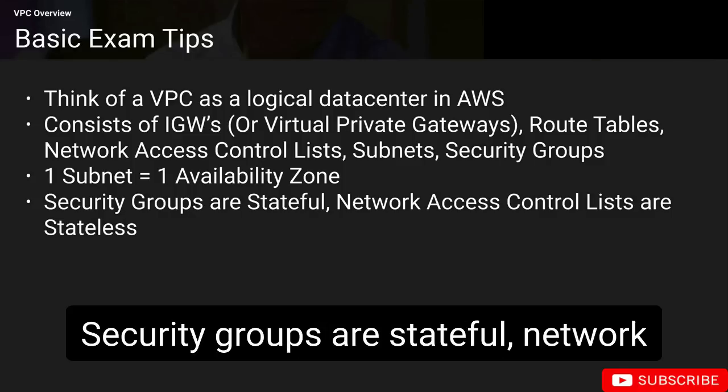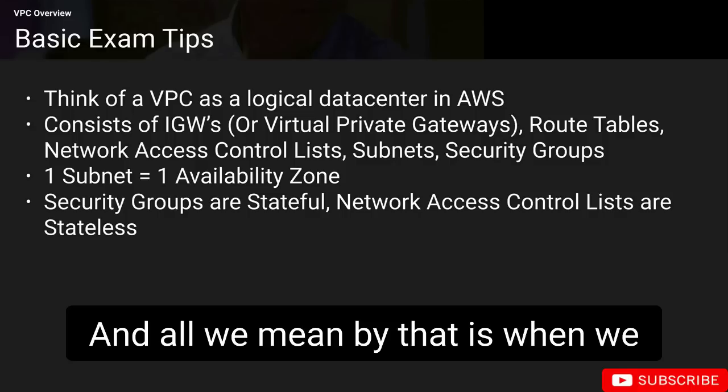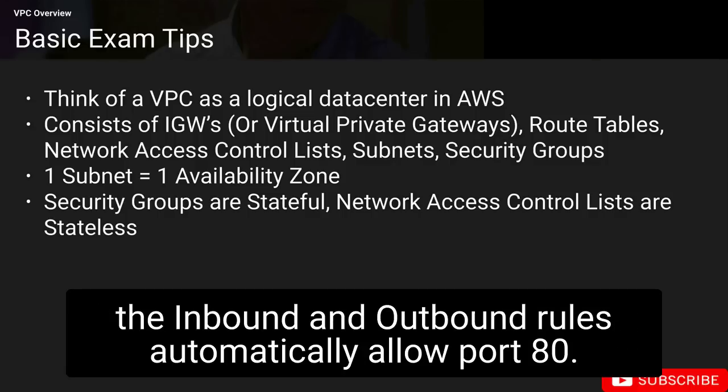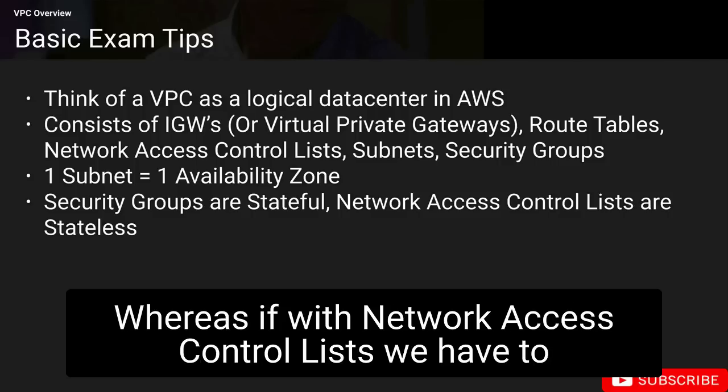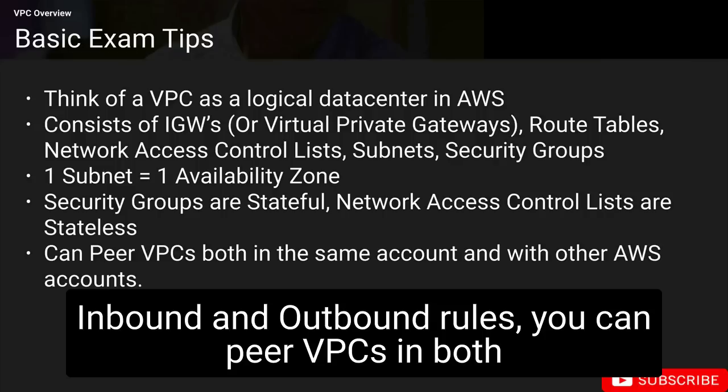Security groups are stateful. Network access control lists are stateless. And all we mean by that is when we open up port 80 in a security group, both the inbound and outbound rules automatically allow port 80, whereas with network access control lists, we have to go in and do allow or deny on both our inbound and outbound rules.